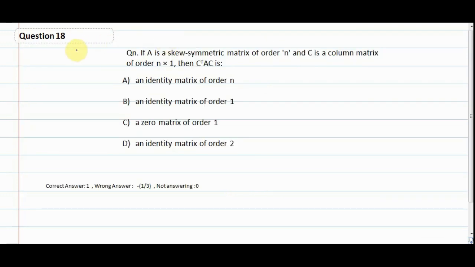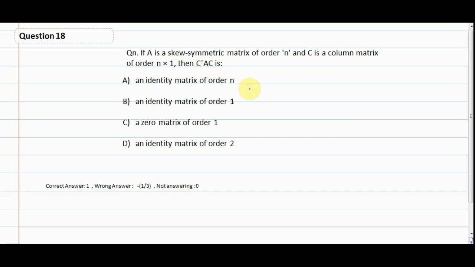Question number 18. If A is a skew symmetric matrix of order n and C is a column matrix of order n by 1, then C transpose into A into C is. We are asked to calculate C transpose into A into C.